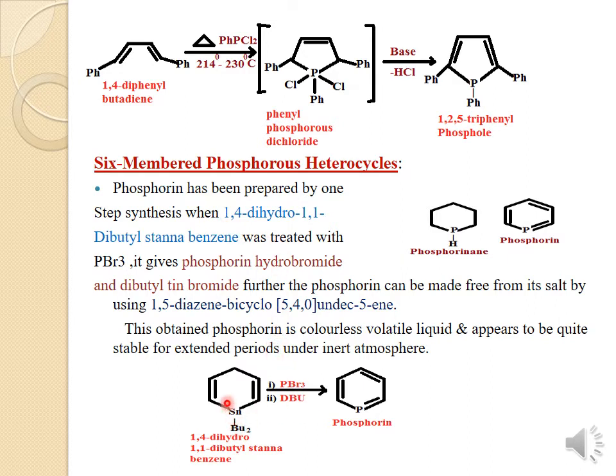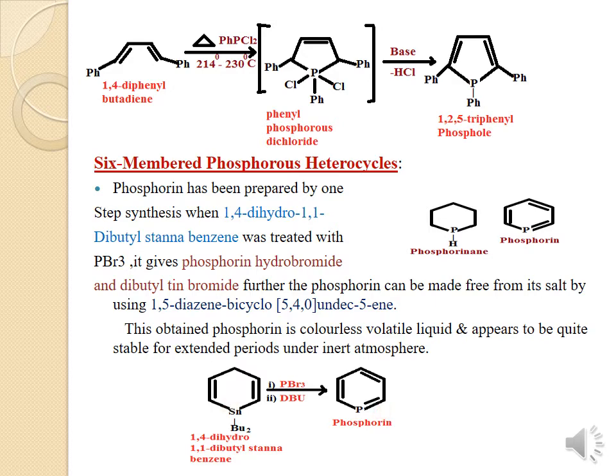So what happens here is, we are taking the 1,4-dihydro-1,1-dibutylstannabenzene. First we have to take the tin compound, the dibutyl tin compound, upon treatment with phosphorus tribromide and DBU. DBU is 1,8-diazabicyclo[5.4.0]undec-7-ene. Okay, so in presence of the DBU, the phosphorin will appear.